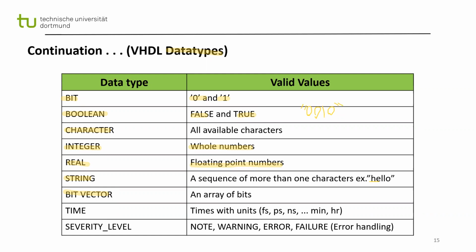We also have the data type time, which takes up values of time units, for example, nanoseconds, minutes, hours, FS and PS, picoseconds. We also have finally the last data type, and that is the severity level, which is used for error handling and takes up values of note, warning, error, and failure. As you write your own VHDL programs, you will be more flexible using the right data types in the right place.